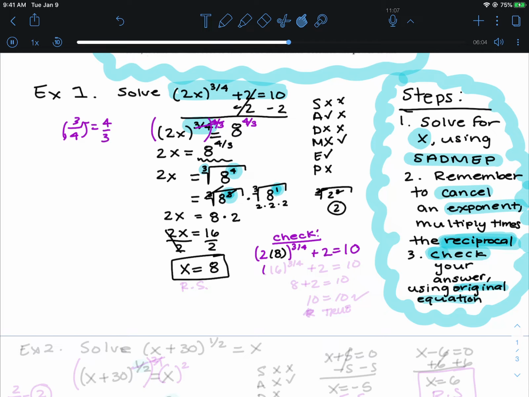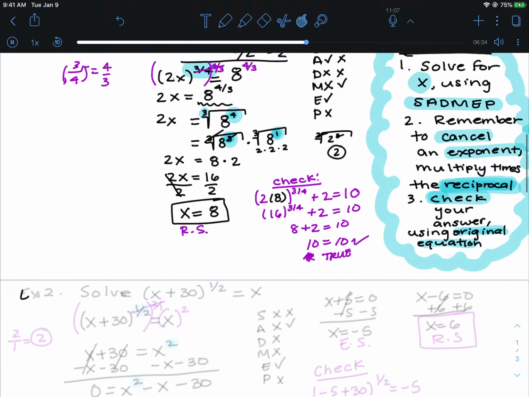So that's going to be 16 to the power of 3/4 plus 2 equals 10. 16 to the power of 3/4 is going to be 8, plus 2 is 10. Does 10 equal 10? Yes, it does. Therefore, this is true. So this right here is a real solution.